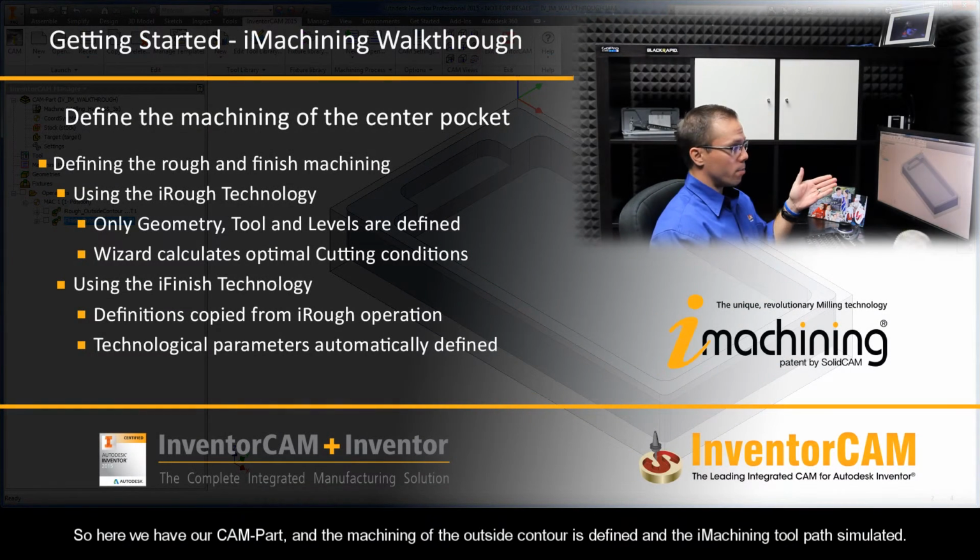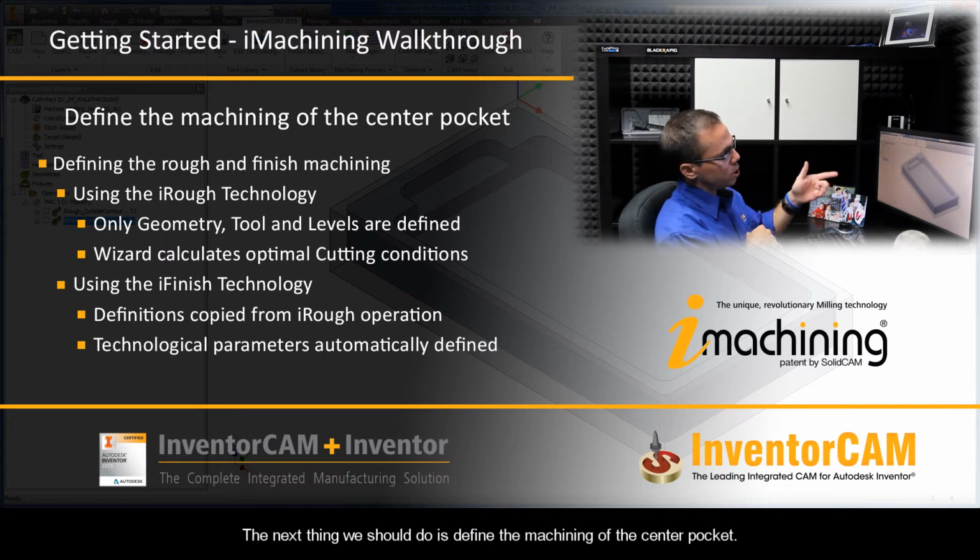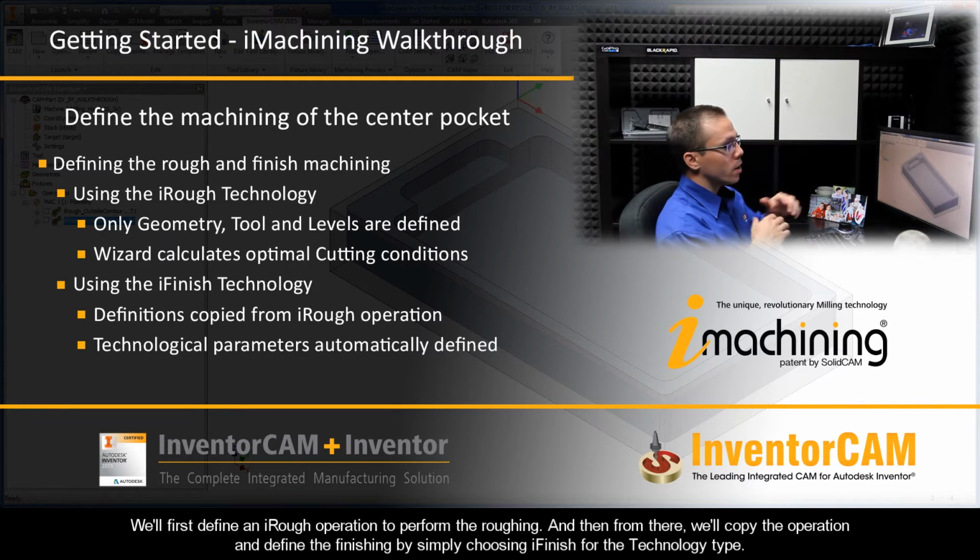So here we have our CAM part, and the machining of the outside contour is defined and the iMachining toolpath simulated. The next thing we should do is define the machining of the center pocket. We'll first define an iRough operation to perform the roughing, and then from there we'll copy the operation and define the finishing by simply choosing iFinish for the technology type.